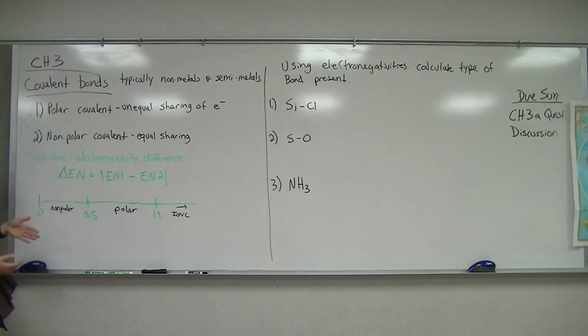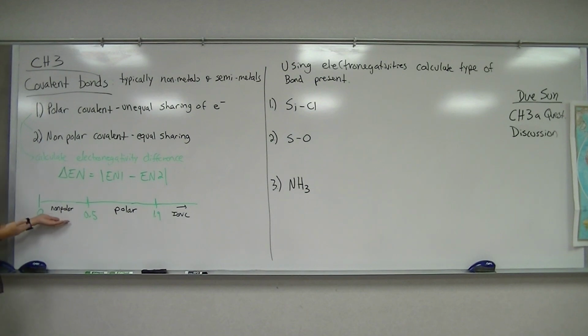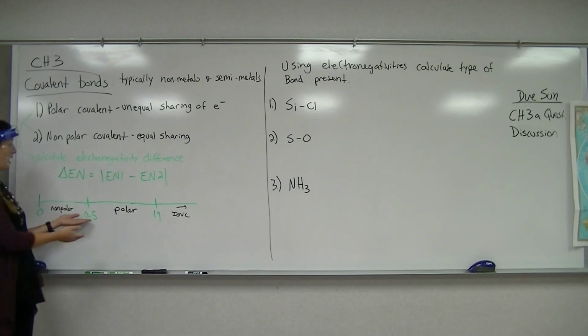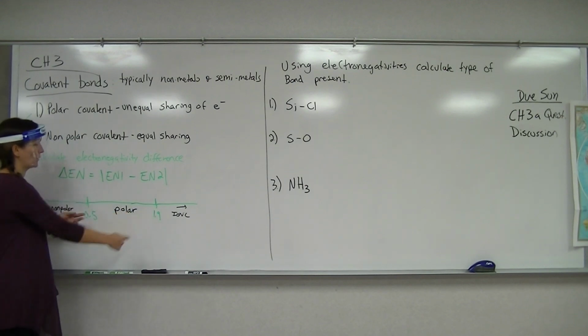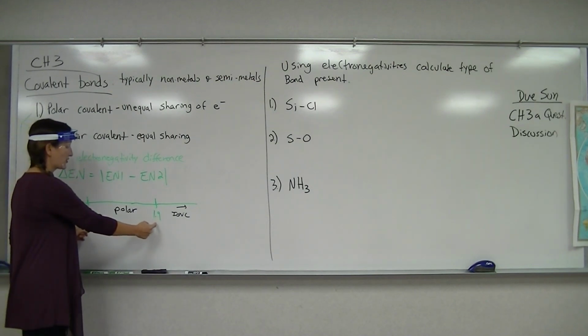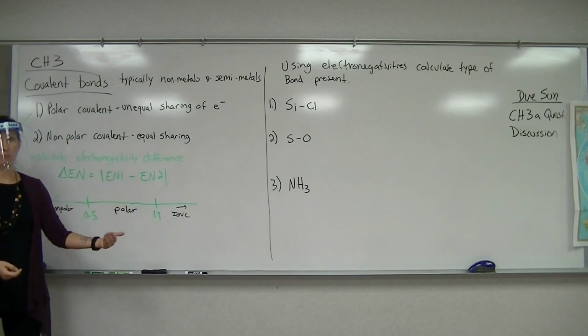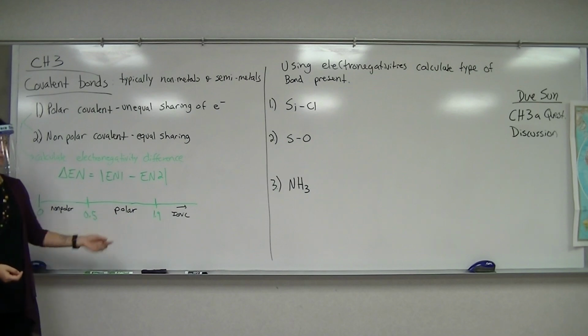If the answer we get is between 0 and 0.5, it's nonpolar, because this means its electronegativity difference is very small. If they have similar electronegativities, it makes sense it's nonpolar, and they would share equally. However, if it's between 0.5 and 1.9, the electronegativity difference is larger, meaning one atom wants that electron more. It's not going to share those electrons equally, and it's going to be polar.